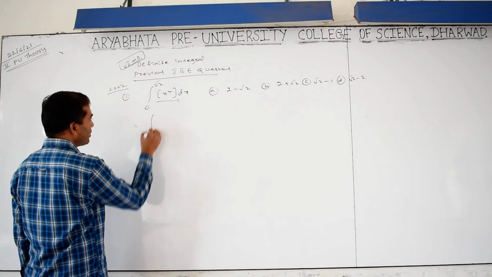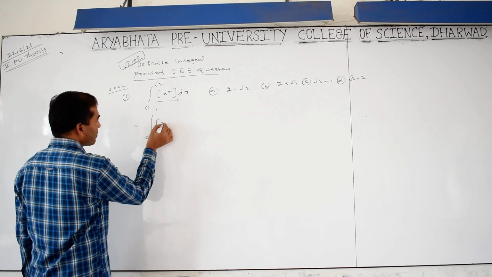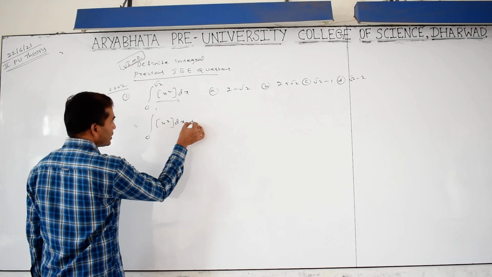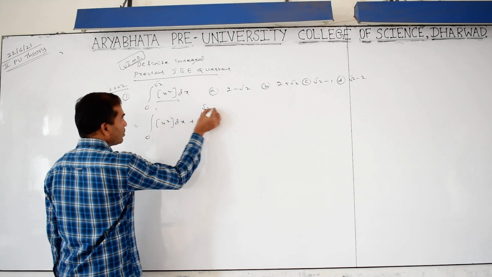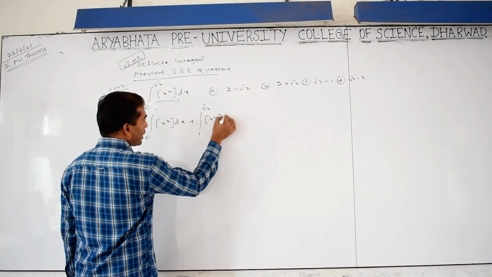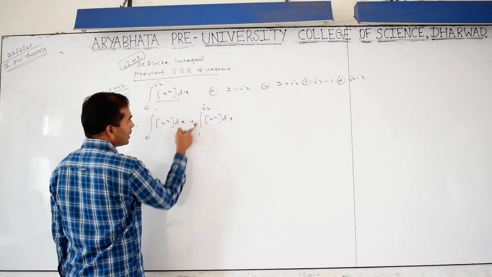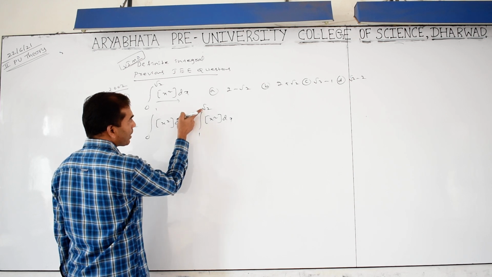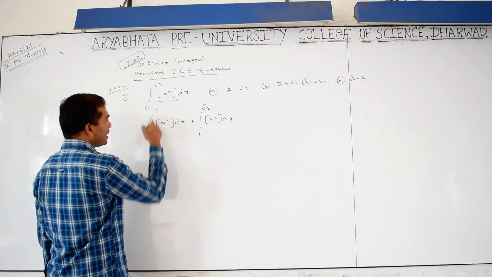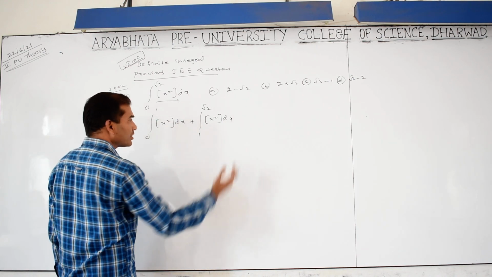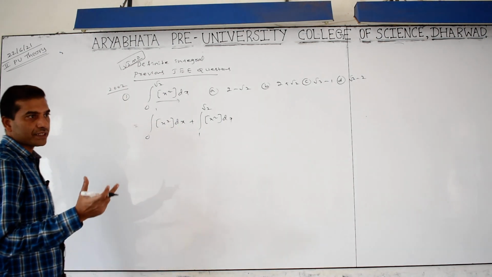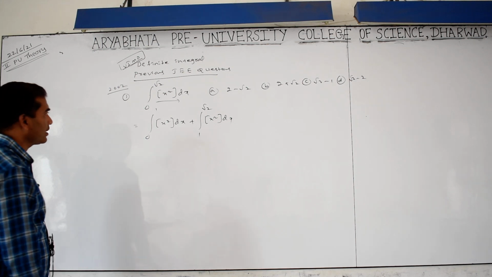Tell me, 1 is there in between. So 0 to 1 step of x square dx plus 1 to root 2 step of x square dx, because between 1 and 1.414, root 2, there is no integer. If there is any integer, again we have to split, because step x changes for every integer.